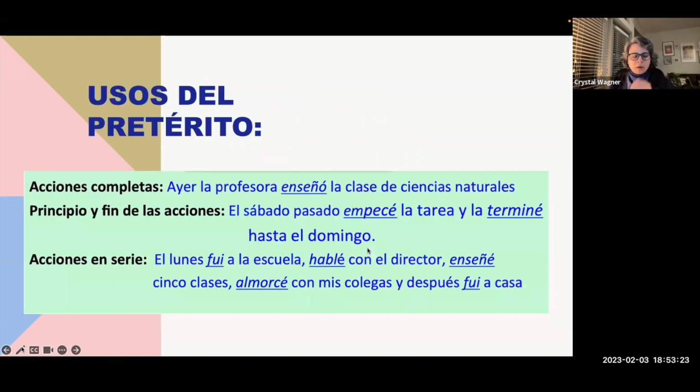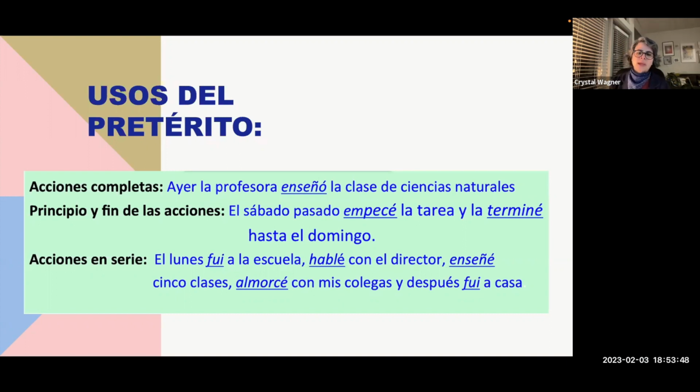Usos del pretérito, acciones completas. Tenemos unos ejemplos, some examples here. Ayer, la profesora enseñó la clase de ciencias naturales. So you can think of this as the professor yesterday taught the class. The class is an event that ended. So therefore, the preterite. Principio y fin de las acciones.